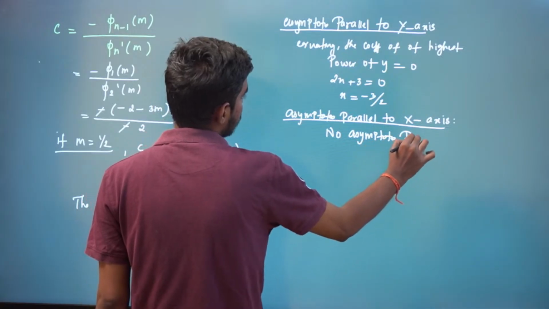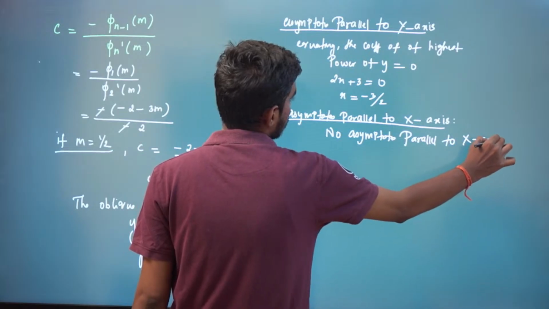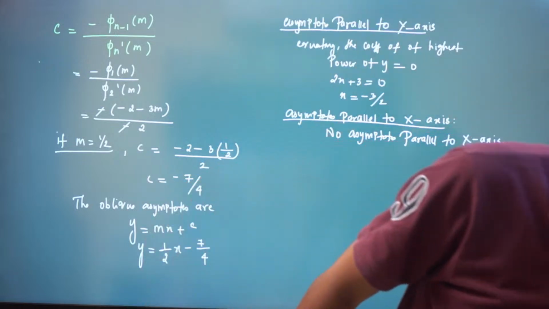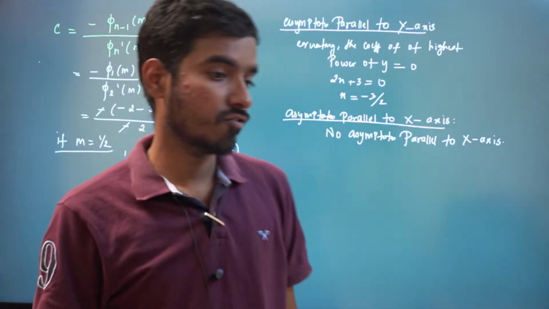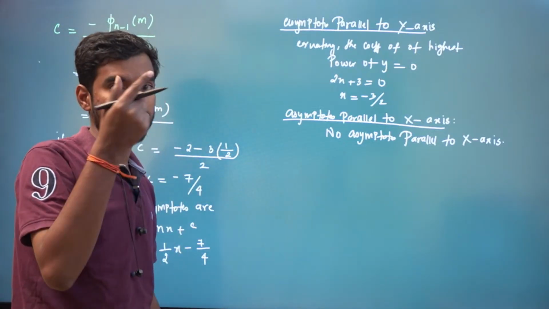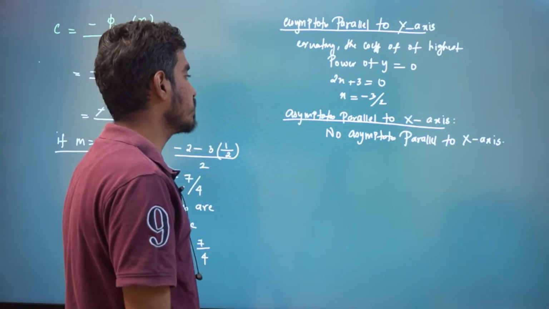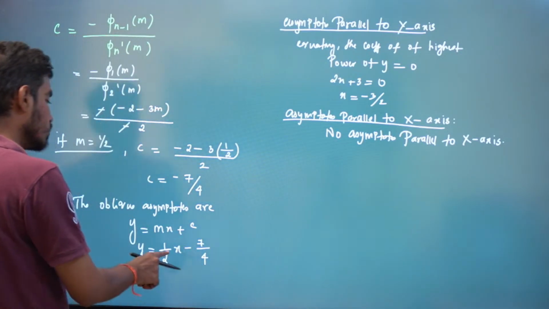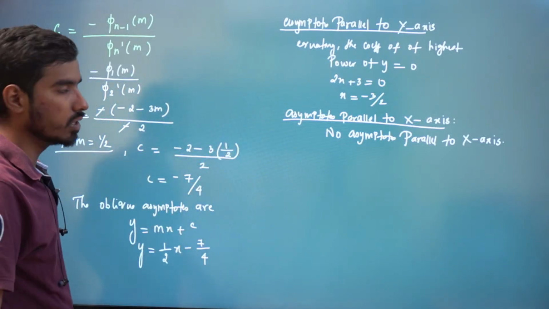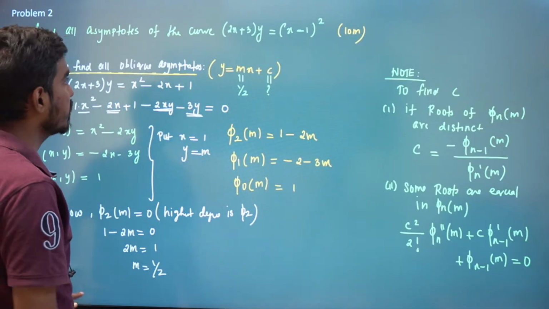You have to equate the coefficient of the highest power of x to be equal to 0. So here the coefficient of the highest power of x is 1. The x square is the highest power of x. If I equate that to 0, that is not possible. So we have one oblique asymptote and one asymptote parallel to y-axis, and there is no asymptote parallel to x-axis. This is all you have to do, right? Find all asymptotes of the curve. Yes, very simple question again.